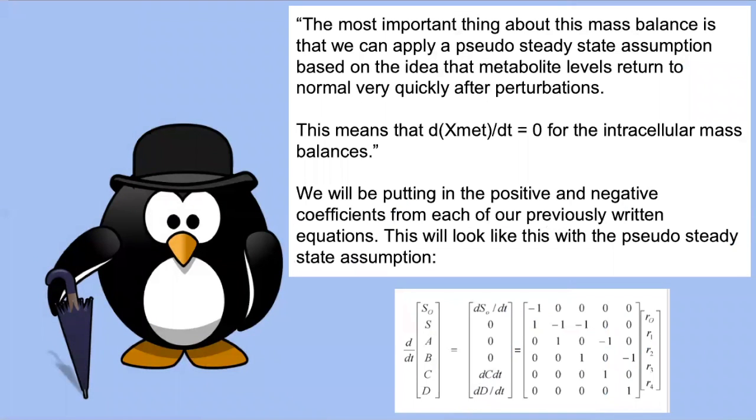The most important thing about this mass balance is that we can apply a pseudo-steady state assumption based on the idea that metabolite levels return quickly to normal after perturbations. This means that the change in metabolite over time is 0 for the intracellular mass balances. We will be putting in the positive and negative coefficients from each of our previously written equations. This will look like this with the pseudo-steady state assumption.